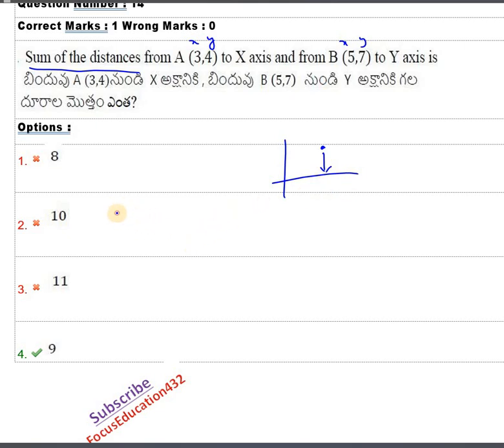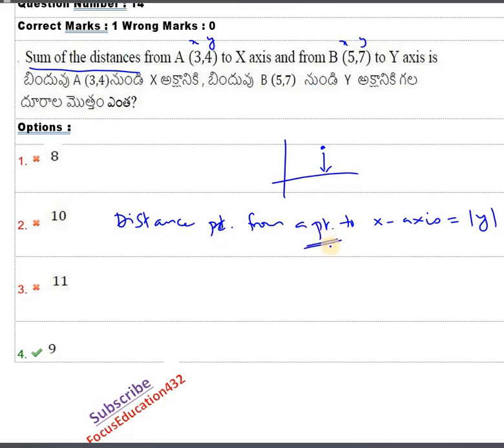What is the form? I will write here. This is very, very important. Distance from a point to the x-axis is equal to mod y, that is, the absolute value of y.